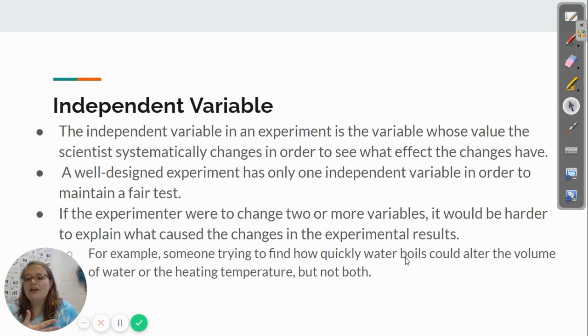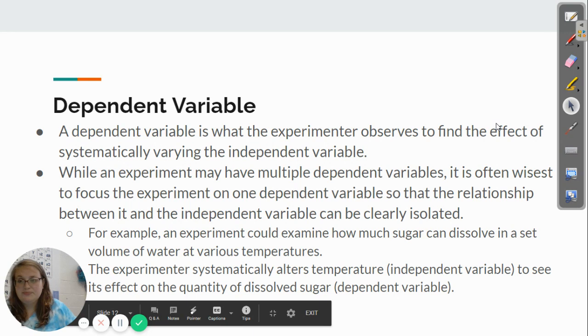Your independent variable is sometimes known as your manipulated variable. These are the things we're changing on purpose. We only want to change one thing. We only want to have one independent variable so that we know exactly what that thing causes the result of, what happens. So for example, if we're trying to figure out how quickly water boils, we could alter the amount of water in a pot or the temperature, but we don't want to do both. We just want to do one thing.